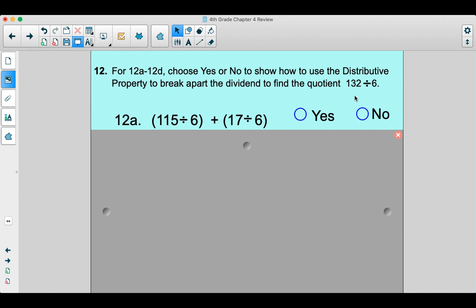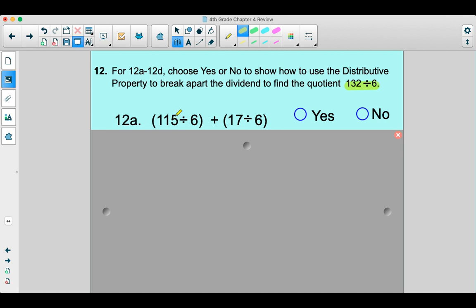Got it. Okay, so when you're using the distributive property, you're breaking up the dividend, or it could even be the divisor, right? But we're breaking up something and kind of passing it out in pieces to make things easier. So for 12a through 12d, choose yes or no to show how to use the distributive property. Okay, let's look at this. Our initial problem is 132 divided by 6, okay? Now, we want to make it easier on ourselves when we're using the distributive property, right?